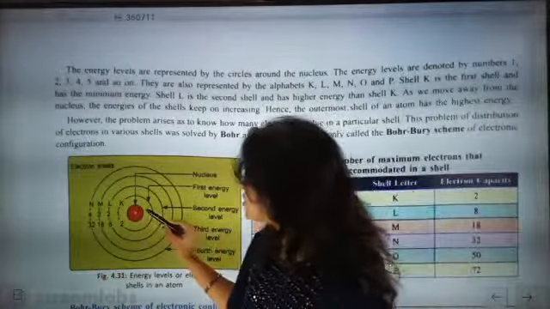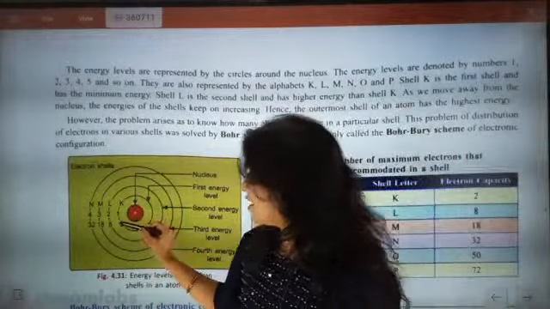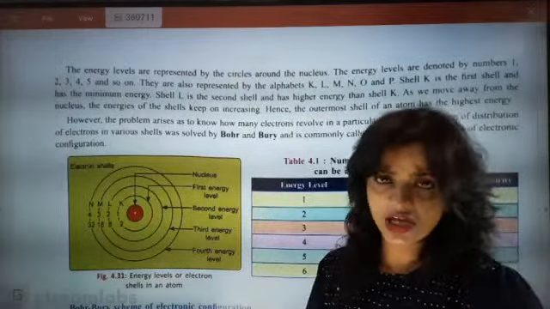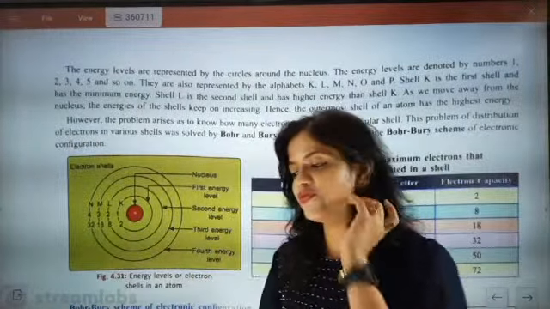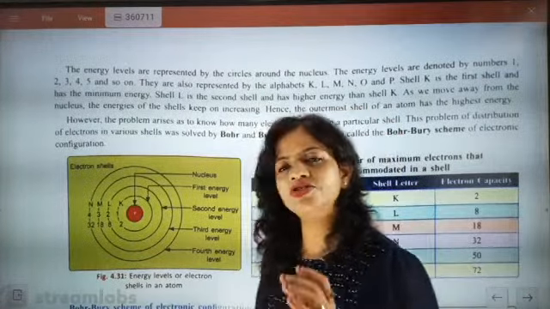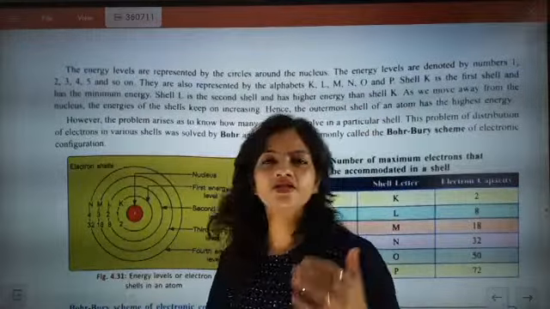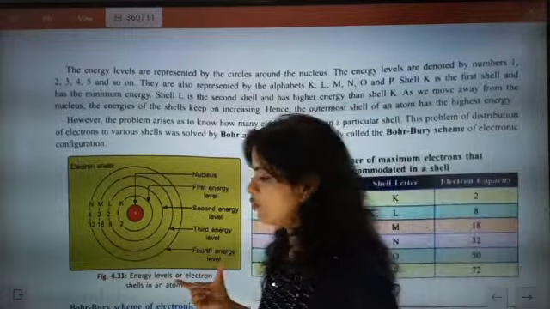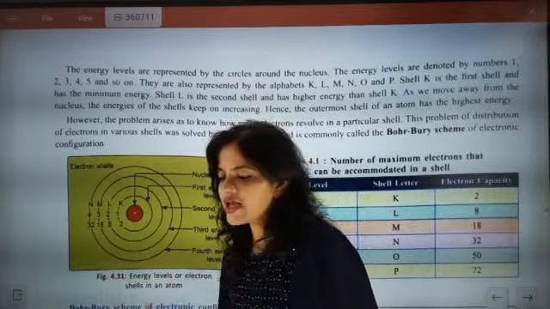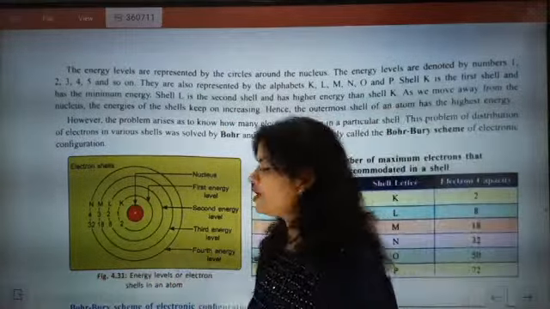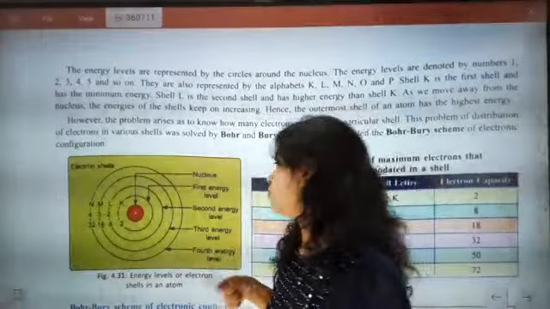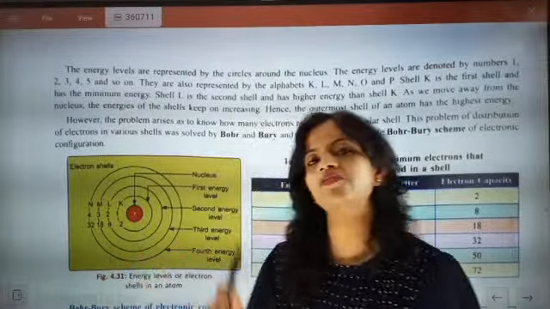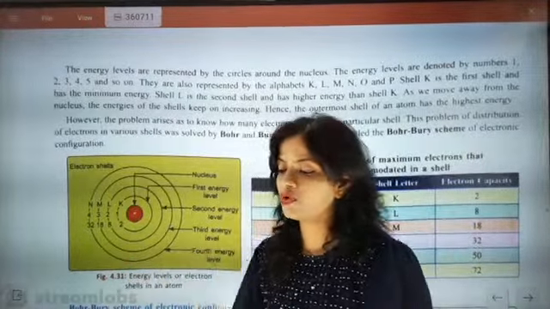The first shell or orbit is called K. It is the first energy level. The second shell is energy level 2, the third shell is energy level 3, the fourth shell is energy level 4. So the energy level will change from lower energy level to higher energy level, starting with the first energy level, second, third, fourth.